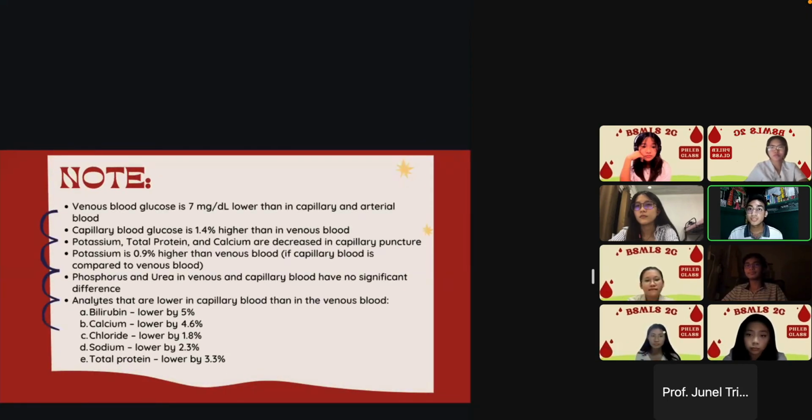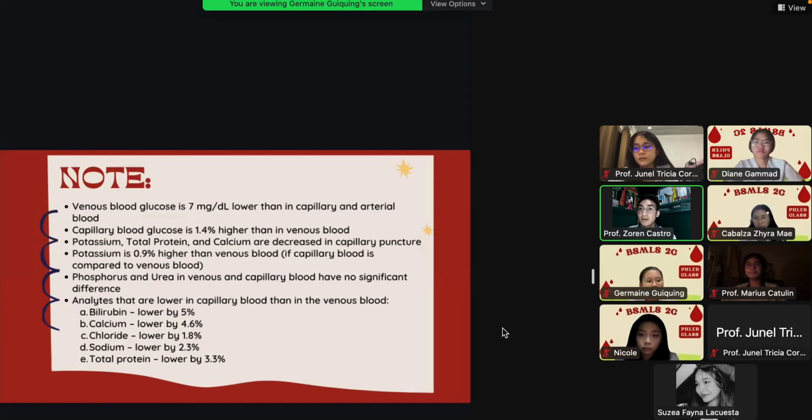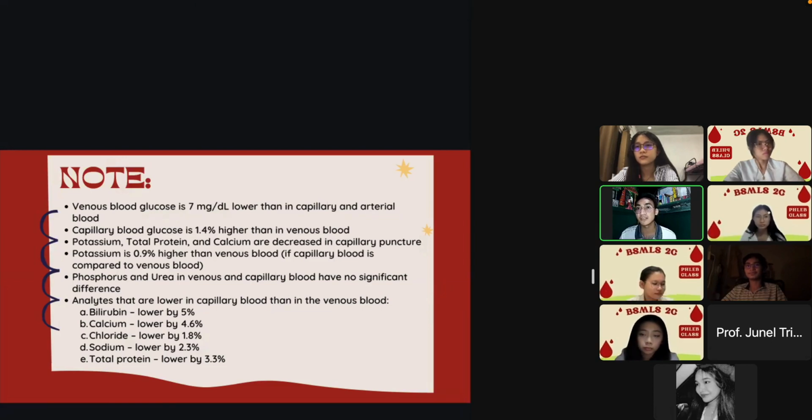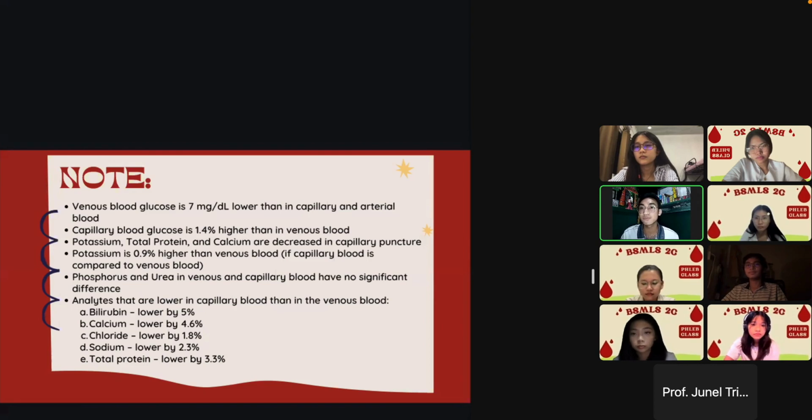You should also take note that venous blood glucose is 7 milligram per deciliter lower than in capillary and arterial blood. And also, capillary blood glucose is 1.4% higher than in venous blood.